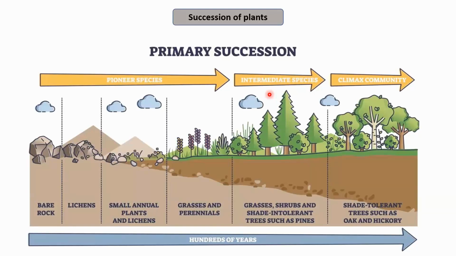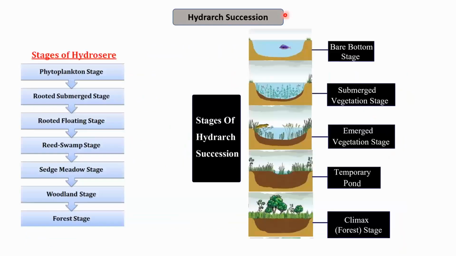So this was an example of primary succession. The succession in water is, as I mentioned, known as the hydrarch succession, and succession on the land is known as the xerarch succession. So in the hydrarch succession, there are different stages starting from the phytoplankton. Firstly, the phytoplanktons arise, then we have the rooted submerged stage, then the rooted floating stage, then the reed swamp stage, sedge meadow stage, woodland stage, and finally the forest stage.